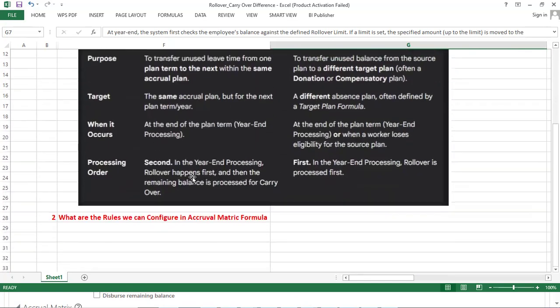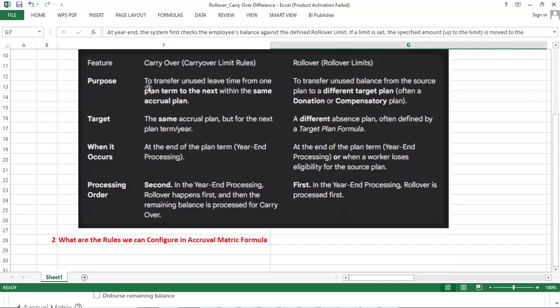Here I have written it very clearly. The purpose of carryover is to transfer unused leave time from one plan term to the next within the same accrual plan, from the current plan term to the next plan term. Rollover means to transfer unused balance from the source plan to a different target plan. So here it will ask you for the target plan. For carryover it won't ask you any details. It will just move to the same plan, the next plan term.